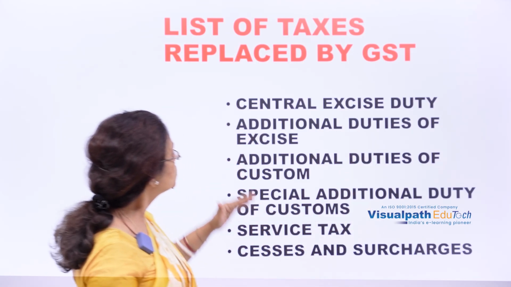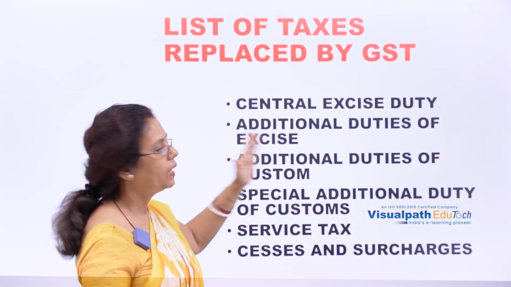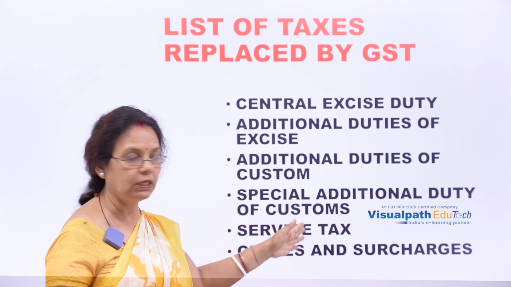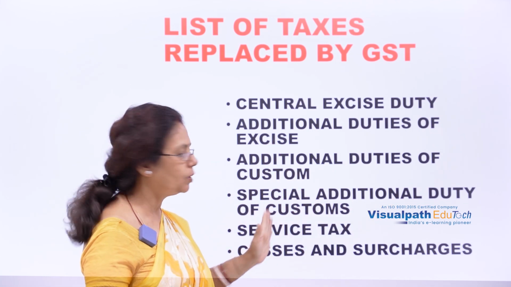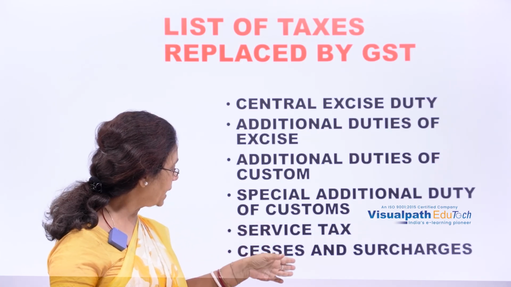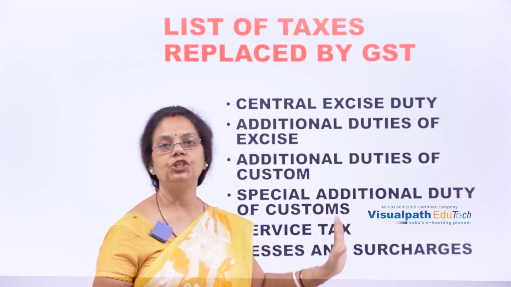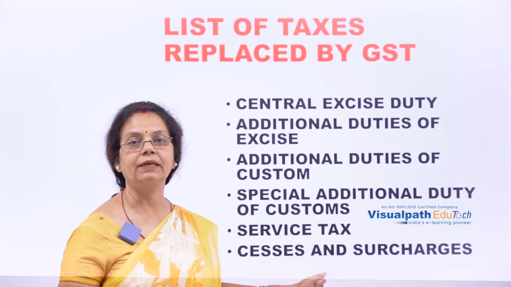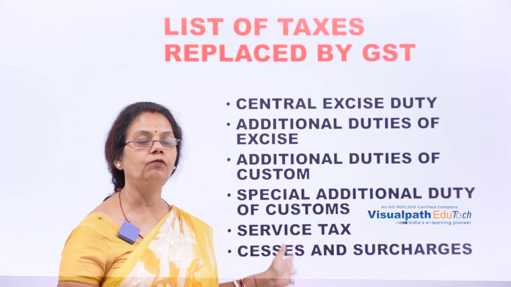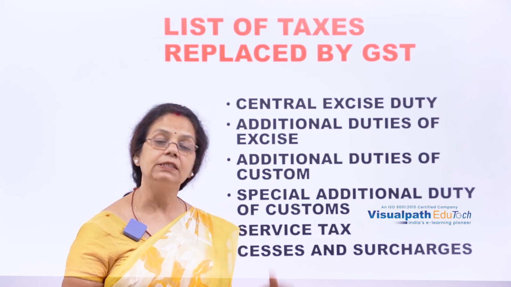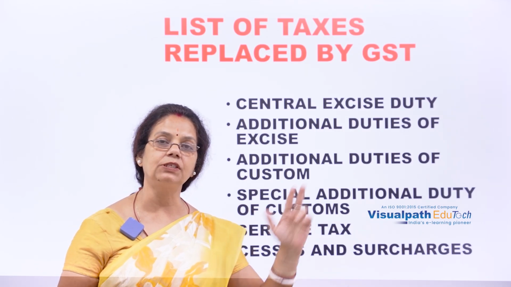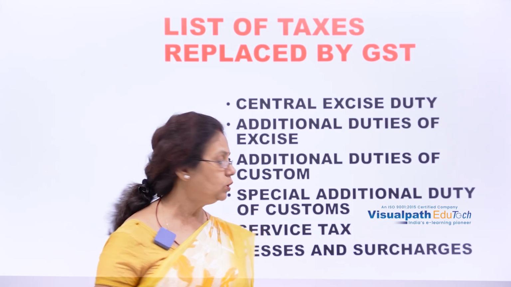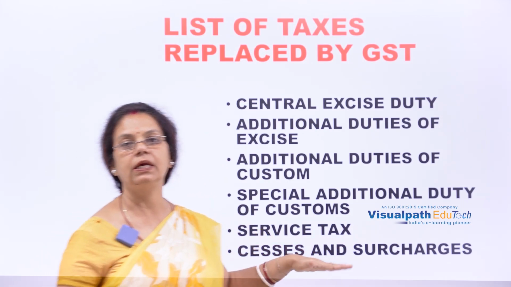So this is central excise duty, additional excise duty, then customs duty, additional customs duty, service tax, cesses and surcharges. What are cesses and surcharges? Extra taxes on behalf of the original tax. On certain commodities, there are extra taxes taken by the central as well as the state government. Those charges are also not there nowadays.